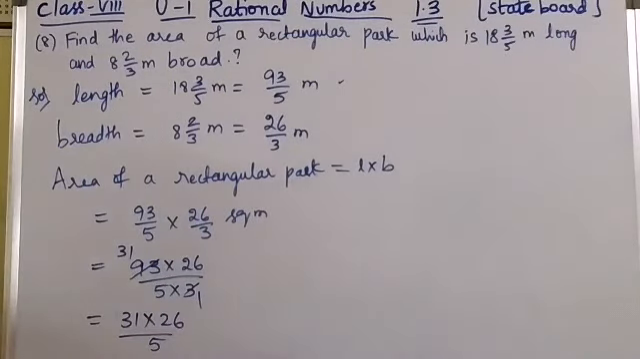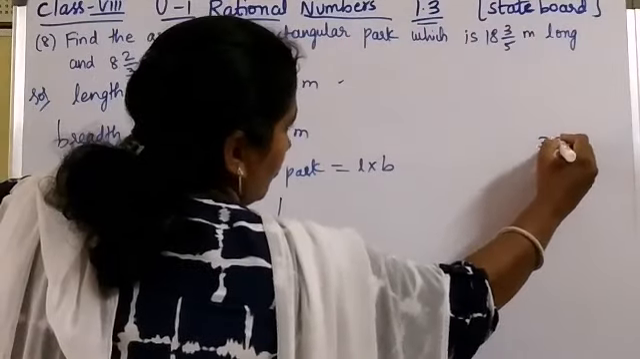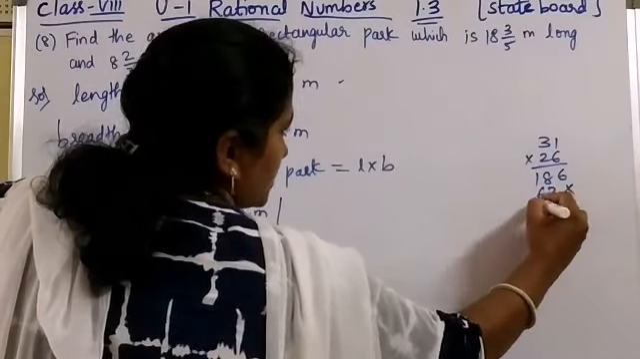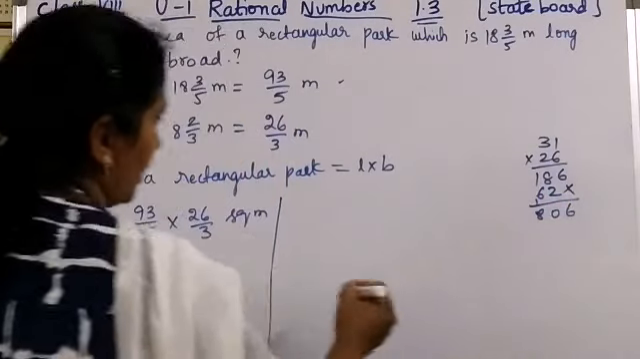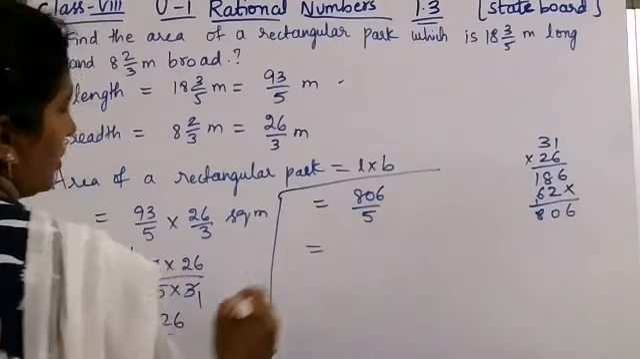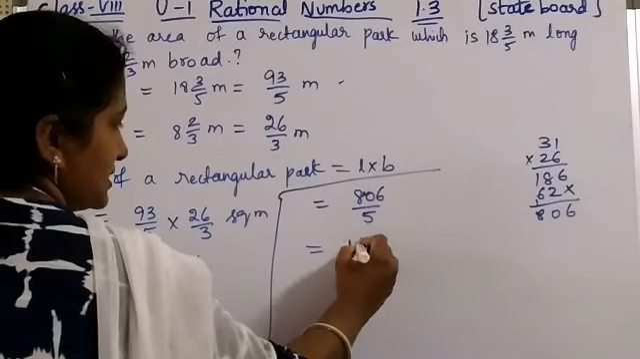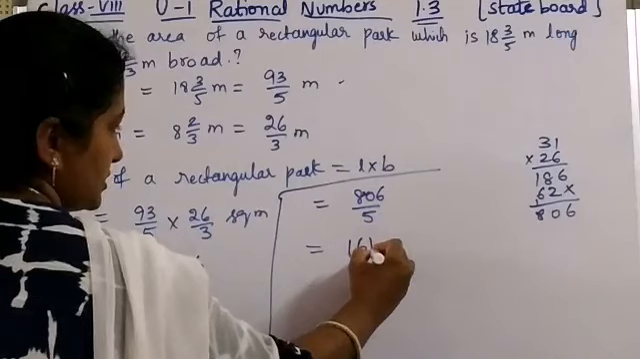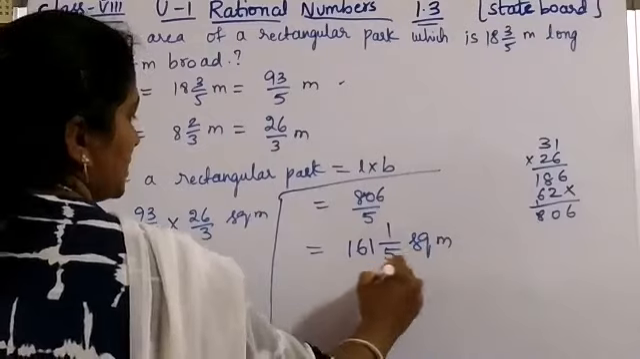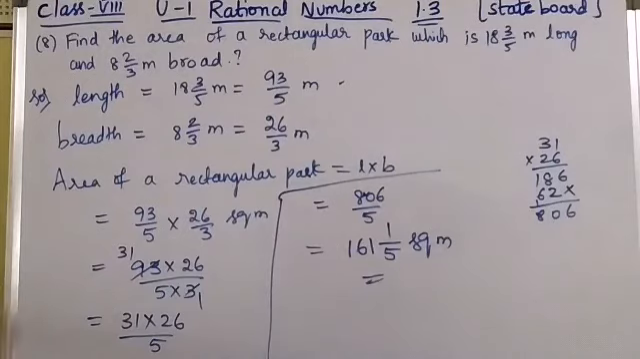So multiply 31 and 26. How much do you get? 6 1s are 6, 6 3s are 18, 2 1s are 2, 2 3s are 6. So you got 806. That is 806/5. You can convert into a mixed fraction. 5 1s are 5, 3 left over, 5 6s are 30, and here 5 1s are 5, 1 left over. This is in square meters. This is called the area of the rectangular park as 161 1/5 square meters.